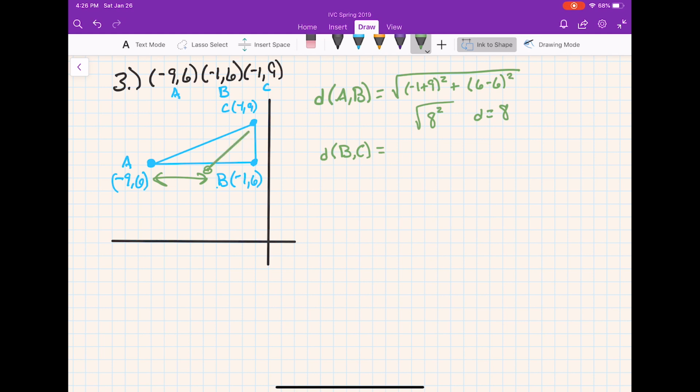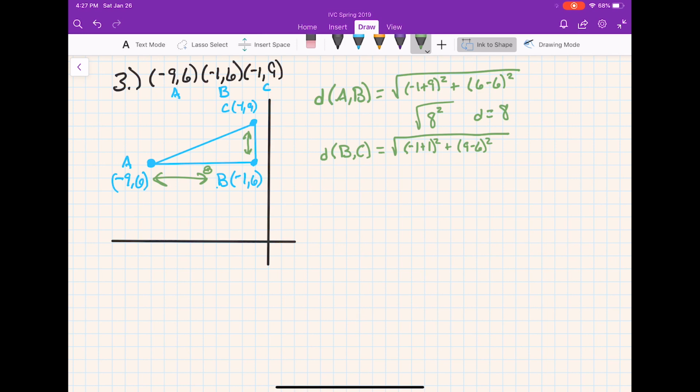And let me fix that. And we'll just put our points into our equation. It's going to be -1 plus 1, plus 1 squared. Remember that subtracting a negative converts that to a plus. And then we got 9 minus 6 squared.